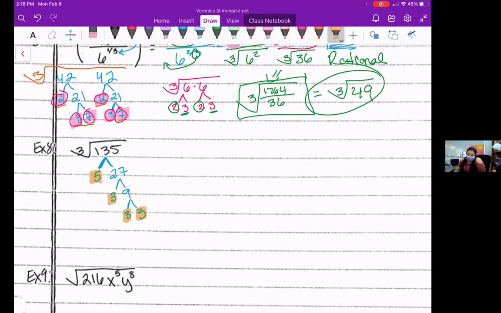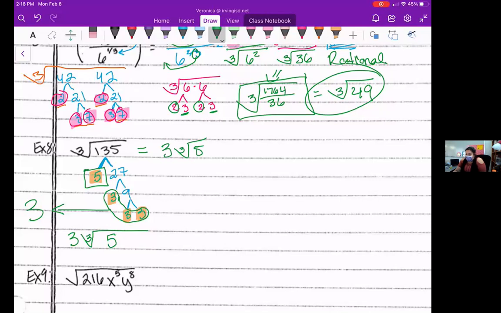Yes, what number? 3. I have one group of 3 that I can take out. Does everyone see that? So this one group is going to come out, right? And whatever number is in there, that's the number you're taking out. So we're going to have 3 times the cube root of whatever is left inside, which is this 5. So the cube root of 135, I'm sorry, is 3 times the cube root of 5. That is what that simplifies to.